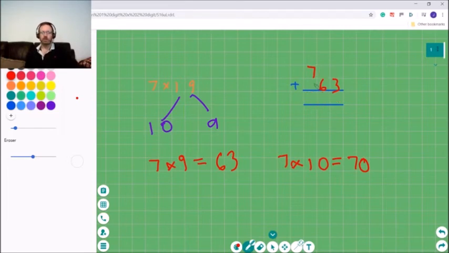So I'm just going to put that 70 in the right columns. The 70 is 7 tens and then 0 ones. So here we've got the tens, and then we've got the ones column, and here we'll have the hundreds column. Let's add them together. 0 and 3 is 3. 7 and 6 is 13. 6 and 7 is 13.